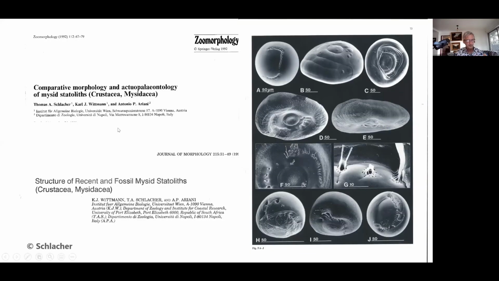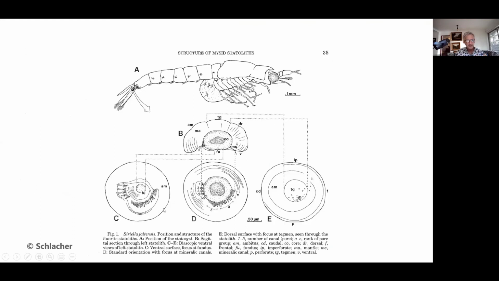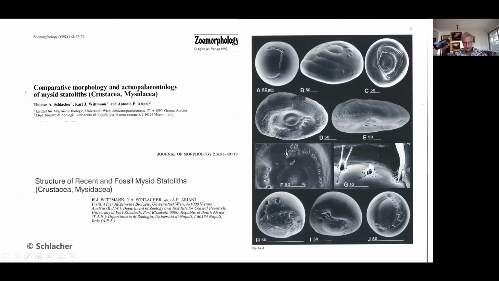Those were my first 2 papers I ever published. Because what a mysid has, in the tail here, is those weird structures called statoliths. People puzzled for a long time, and they're quite prominent. You can actually see them, and they have little holes in them, and little hairs go into those stones. Look at those hairs. This is actually my most famous electron microscope image ever.